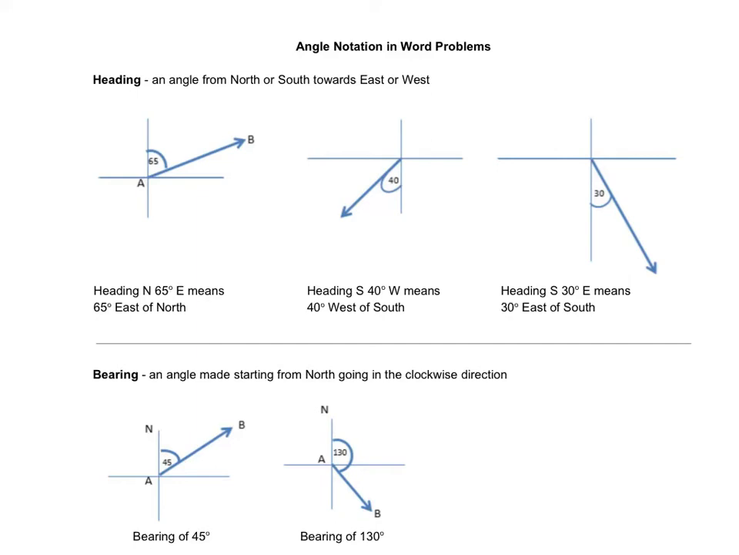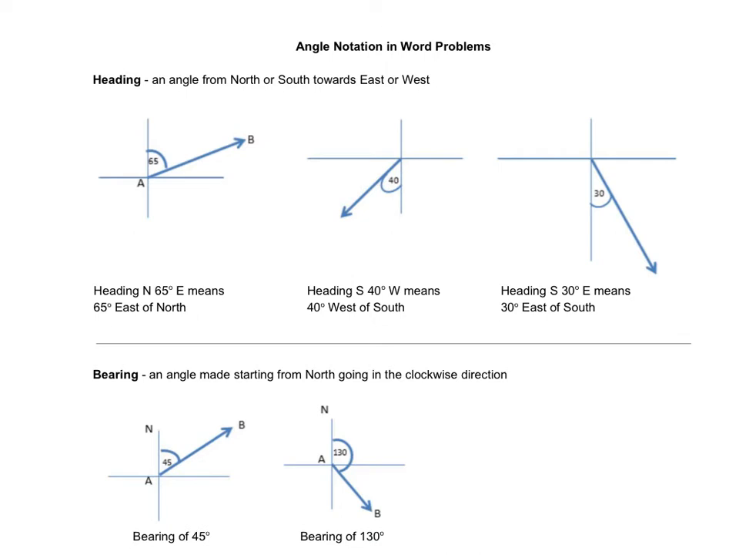In this video, we will be looking at 2D and 3D trigonometry. But before we do that, there is some angle notation I want to go over. The first one is about headings, and these are when your angles are given with reference to north or south and going in the direction of east or west.